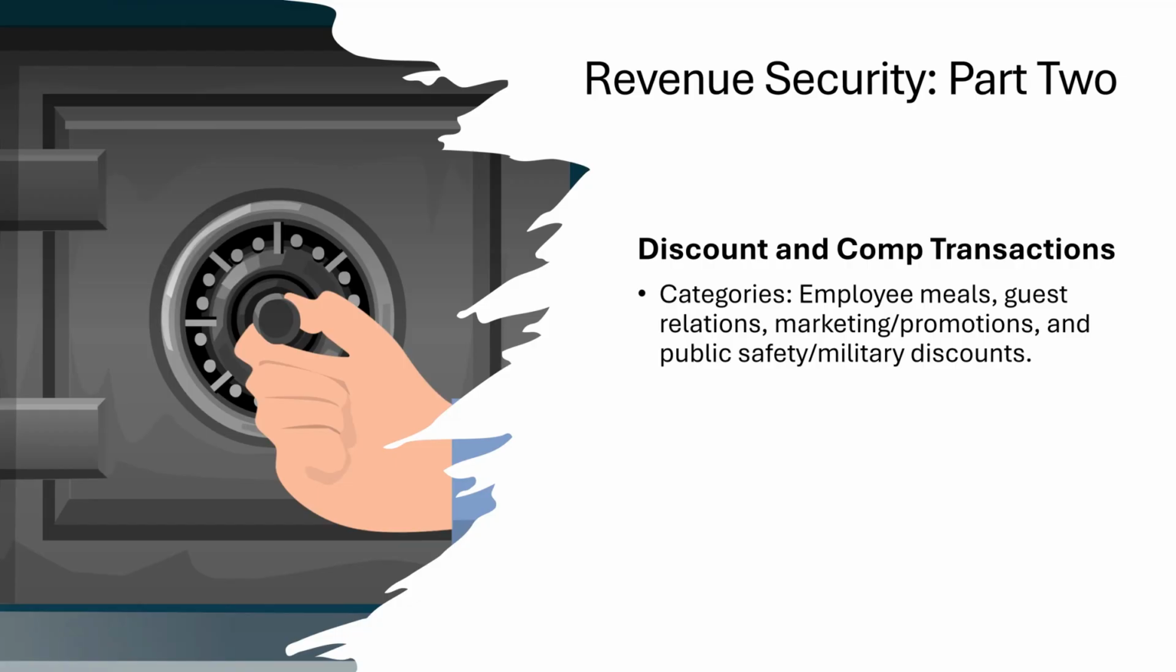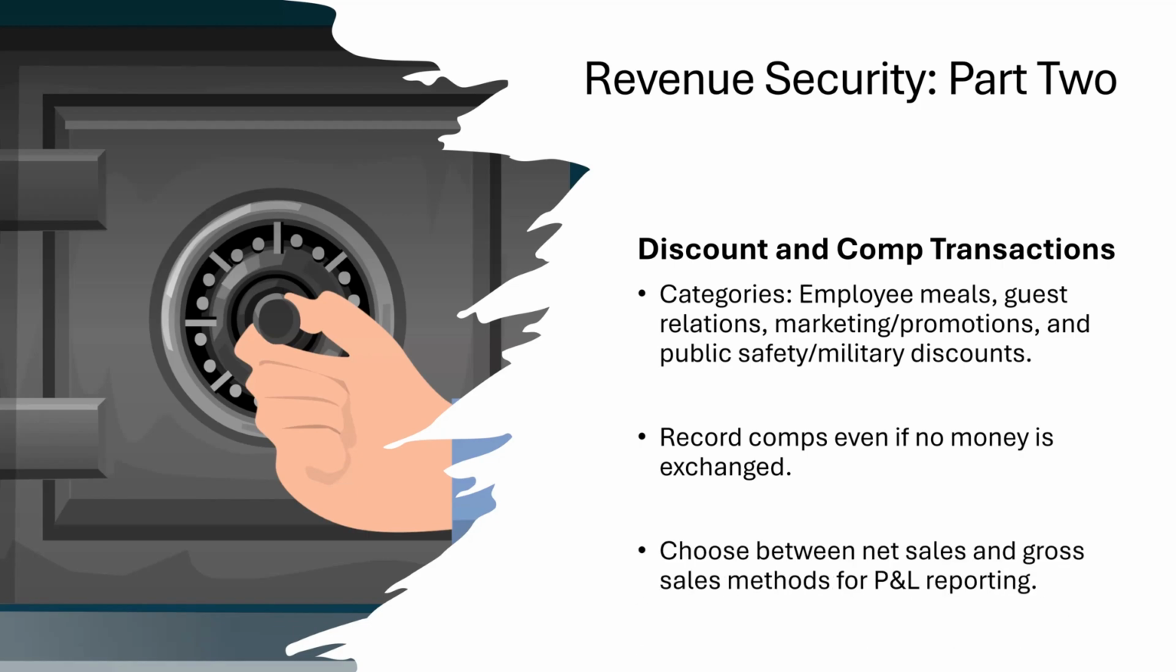If you use any type of comps or discounts, employee meals, guest relations, marketing and promotions, and public safety or military discounts, make sure that we're taking that into consideration. Record those comps even if no money is exchanged, because again, it has to appear in our records. And then choose between net sales and gross sales methods for P&L reporting. Just be consistent. If you choose either net sales or gross sales, you're going to be okay. But make sure you're consistently using one and not both.